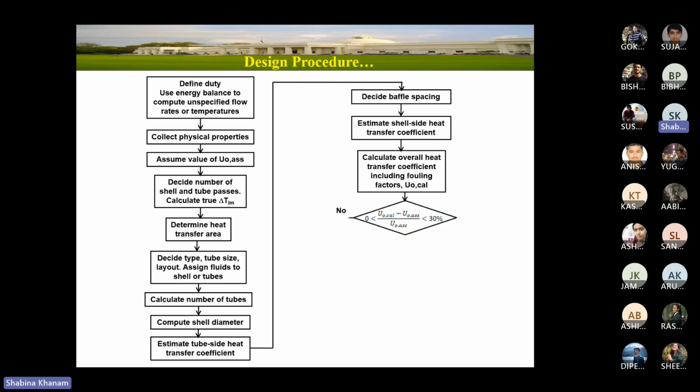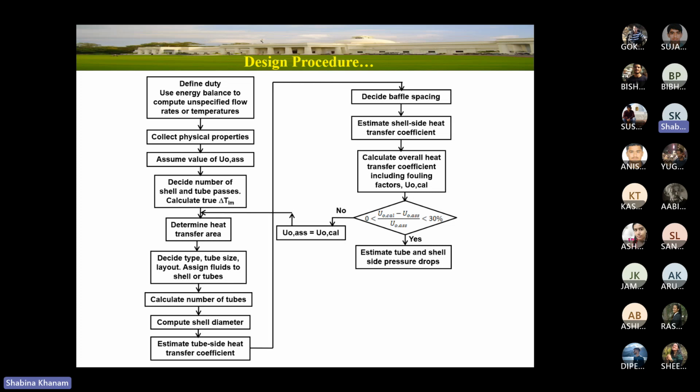Okay, if it is not within plus minus 30%, you need to replace the assumed value with the calculated value of the overall heat transfer coefficient, and then start from here again. Replace this, then all these steps you need to do again, until it falls within the range, that is plus minus 30%.